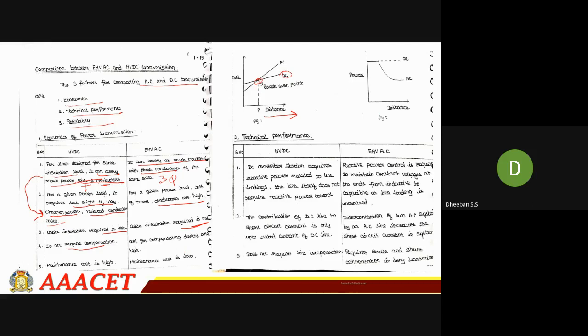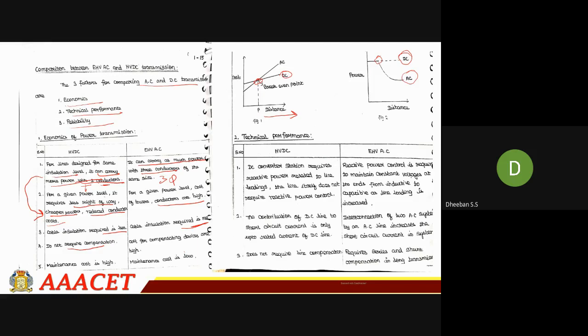Here the power in the case of DC will be constant. But in the case of AC, the transmission line losses will be heavy after the break even point. So this is what your break even point is.